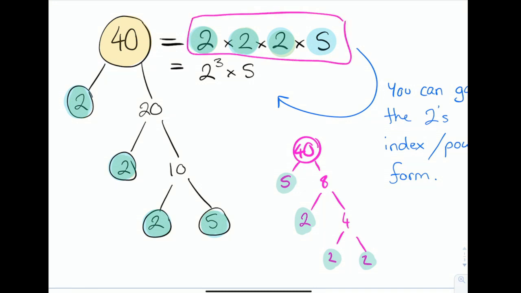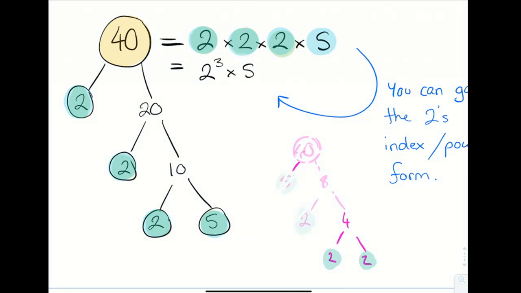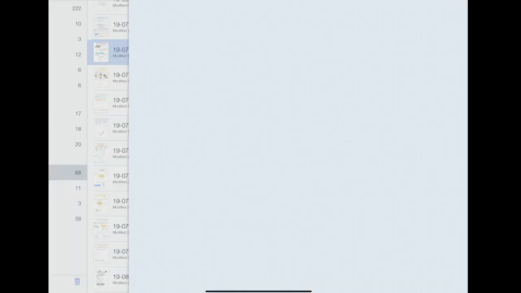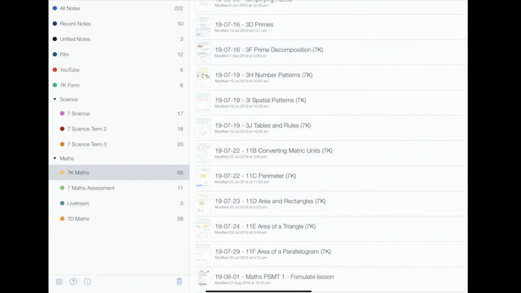So it doesn't matter how you break down or how you start your factor tree when doing a prime decomposition. I hope that helps, Fred. Let me just rub this out. Going back to the next questions on the feed.